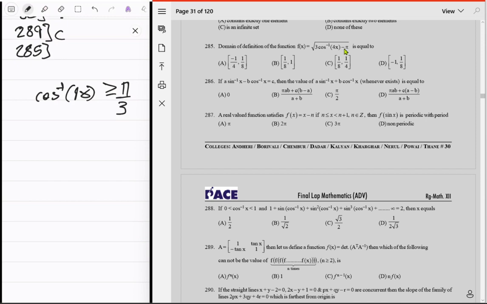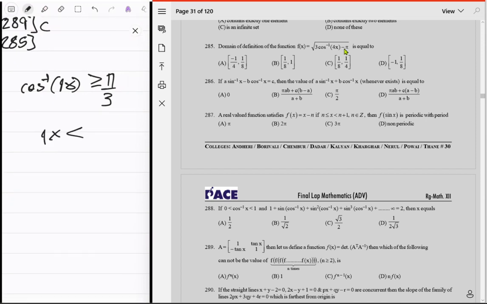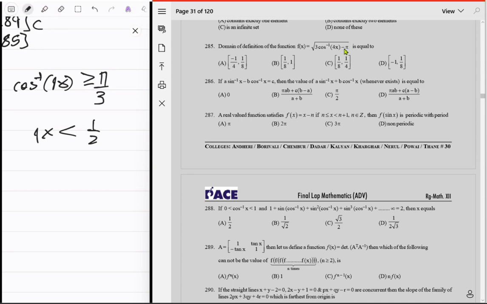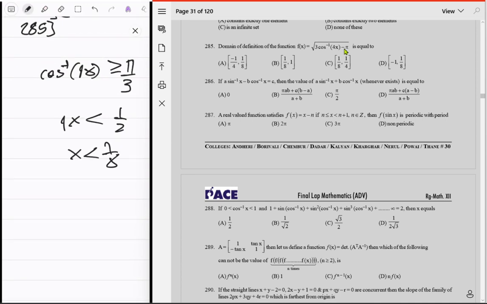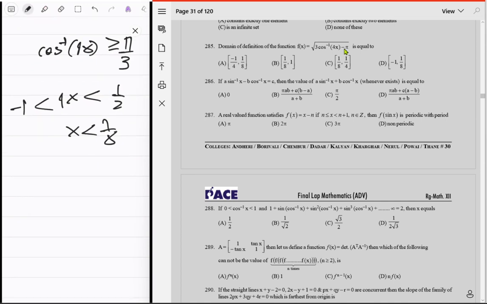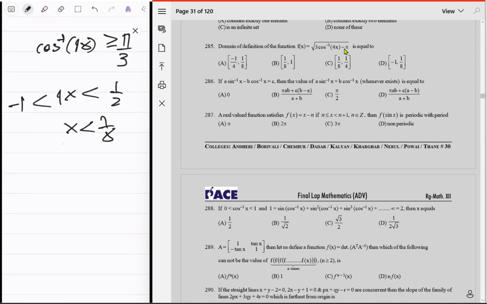Oh, okay, it's fine. So cosine of 4x is less than cosine of pi upon 3, which is actually 1 upon 2, because cosine decreases as theta increases, right? So 4x is less than 1 upon 2, which means x is less than 1 upon 8. That is the range. And of course, 4x has to be bigger than -1, so x has to be bigger than -1 upon 4. So -1 upon 4 to 1 upon 8, that's the range, which is A. Next question.